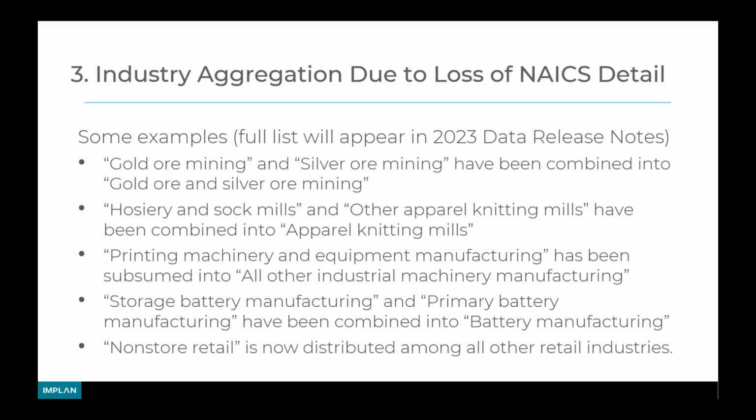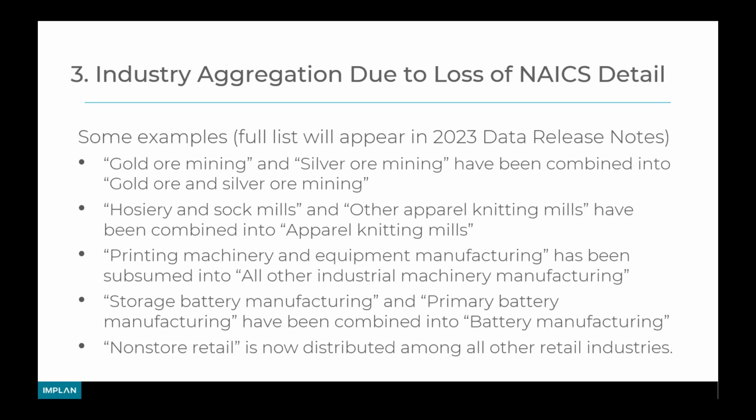Similarly, printing machinery and equipment manufacturing has been absorbed into the all other industrial machinery manufacturing industry, and storage battery and primary battery manufacturing have been combined into a single industry that's just battery manufacturing. Another example pertains to our retail industries: the NAICS for non-store retail disappeared, so we now distribute any data that we get for non-store retail in other sources out amongst all the retail industries that we have in IMPLAN. Overall, there are about 25 industries that IMPLAN lost this go round due to the changes in NAICS scheme only.